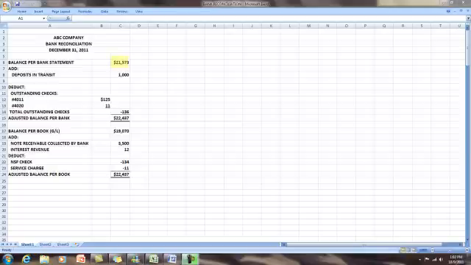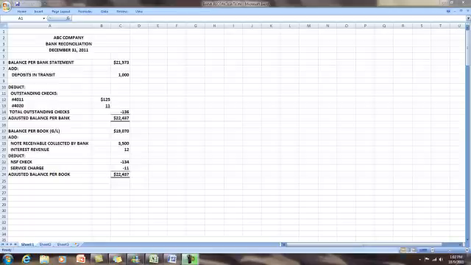We start the bank reconciliation with the balance per bank statement. Then about halfway down the page, we list the balance per book, also called the general ledger. We then find the reconciling items. How do we do this? We compare the bank statement to the books and find items that exist only on one side or the other.